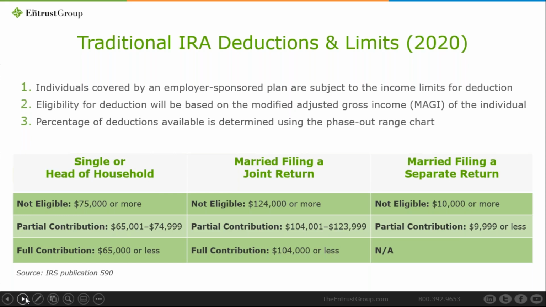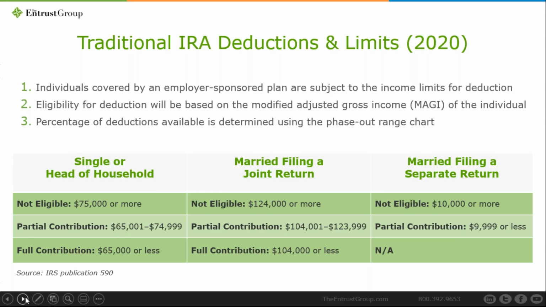For every thousand that goes above 65,000, it reduces their deductibility by 10%. 10% for 66, 20% for 67, 30% for 68, until you get to 75. When you get to 75, it's 100% non-deductible at that point. So that's a good way to eyeball it, but keep in mind again, if a person has a question in regards to deductibility, the best place to send them to is a competent tax or legal advisor.